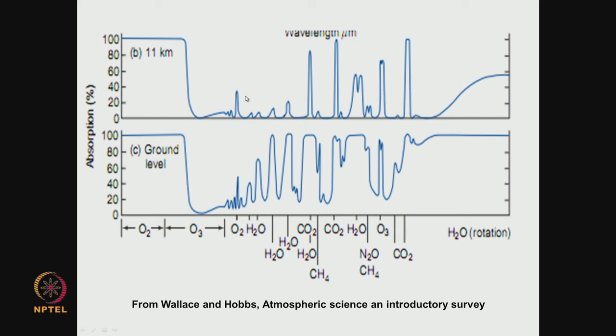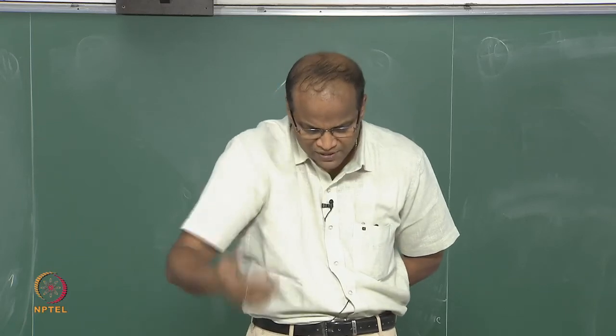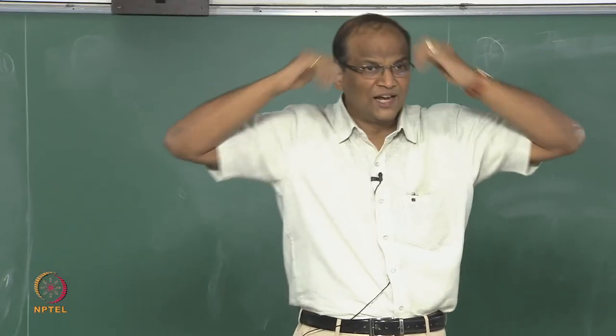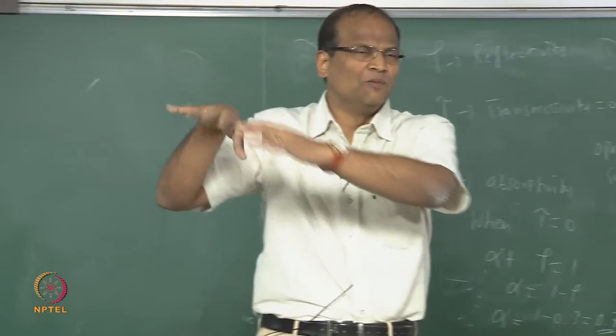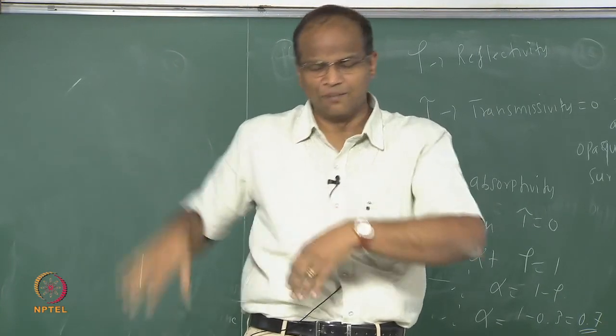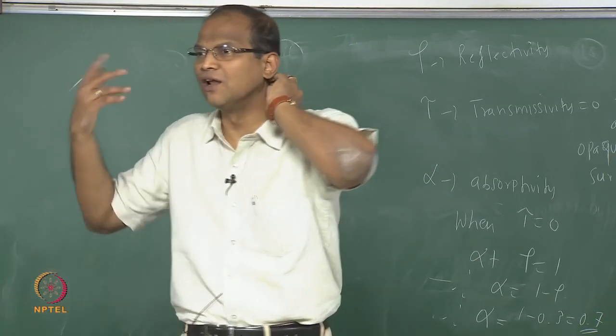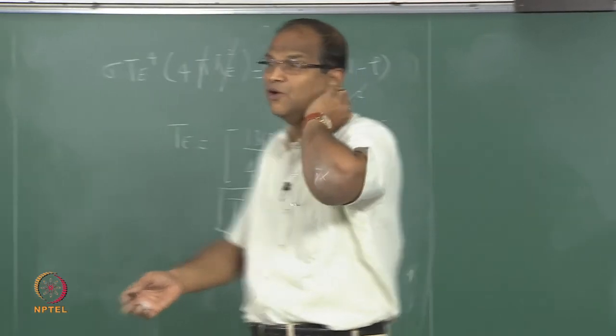Because of this, the greenhouse gases. The top is at 11 kilometers, the bottom is ground level, and the absorption of the various gases is given here, oxygen, ozone and so on. You can see that there is very little absorption in this part of the spectrum, and there is a lot of absorption in the other part. Therefore, these gases, mostly diatomic, because of their electric dipole and the nature of their properties, allow the incident radiation to come through, whereas they do not allow the radiation going back from the earth.